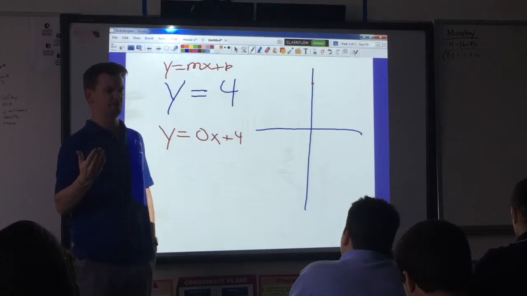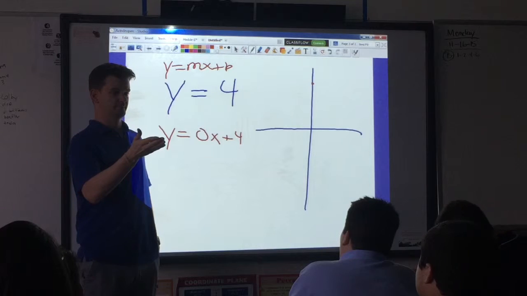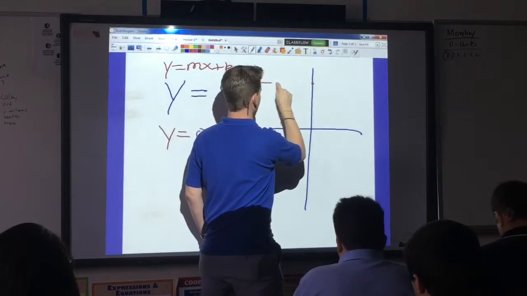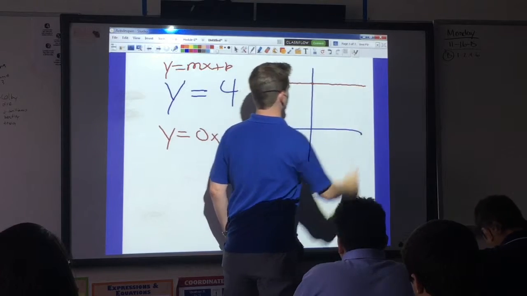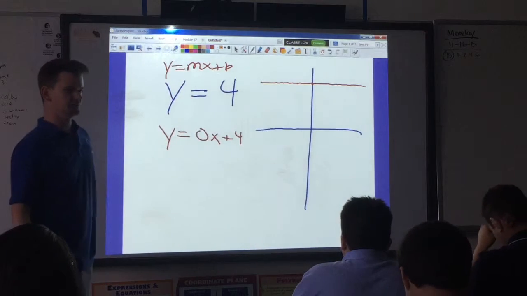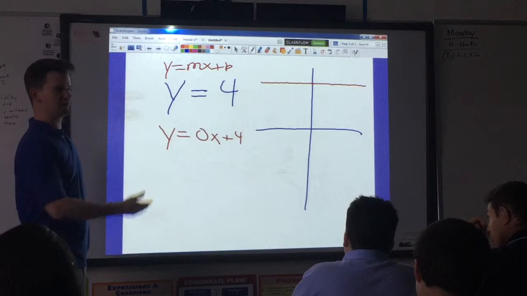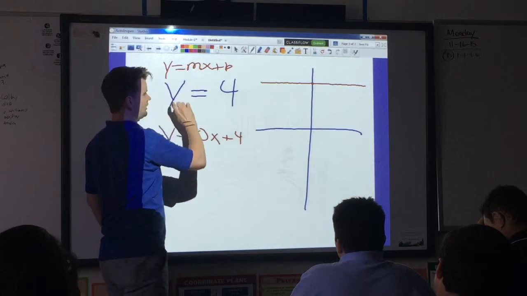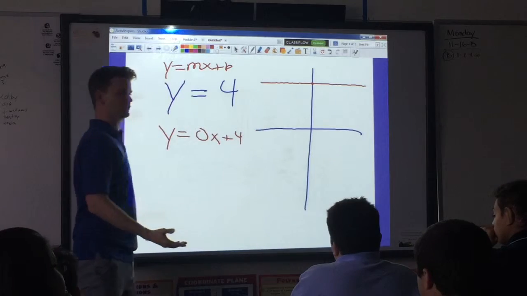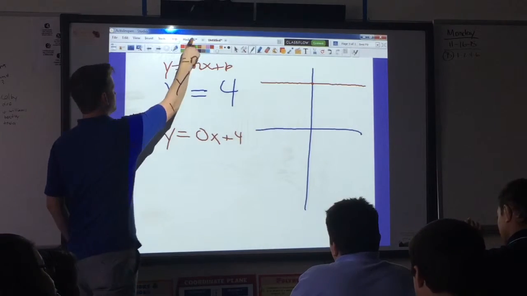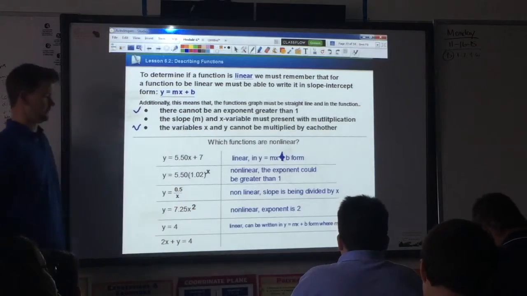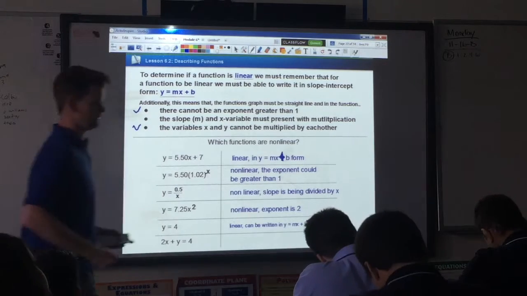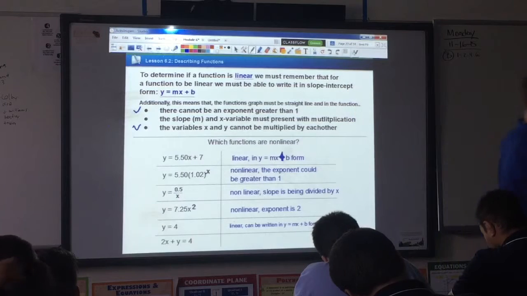0 slope is what type of line? Horizontal. A horizontal line. So if I were to graph this, it would be a horizontal line. Is that linear? Yeah, it is. Isn't that a straight line? Is that a curve? No, it's a straight line. This is a linear function. It may be horizontal, but it's still straight. So this is, in fact, linear. It can be written in y equals mx plus b form, where m is equal to 0. Good job, Connor, and good job, Fiona.